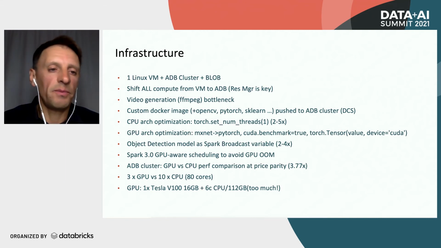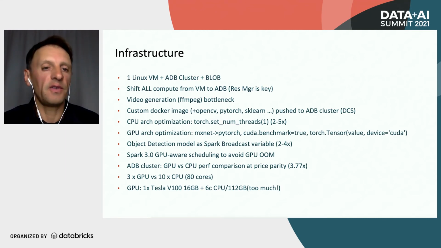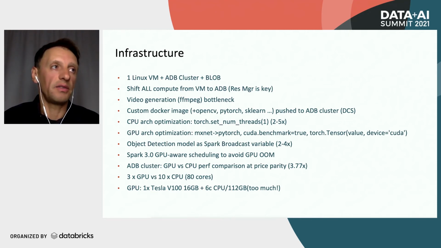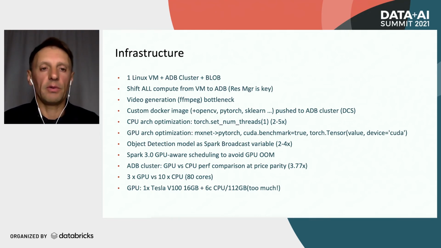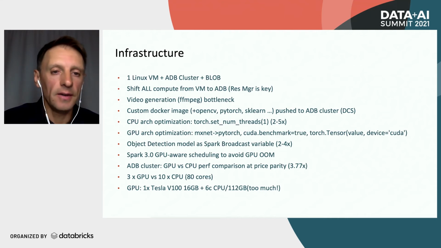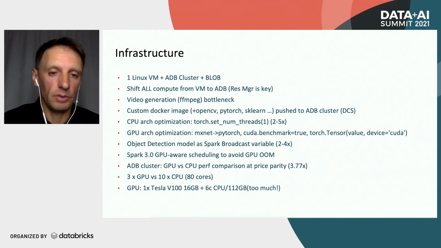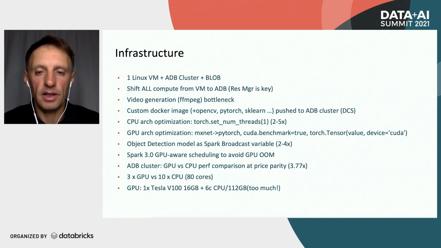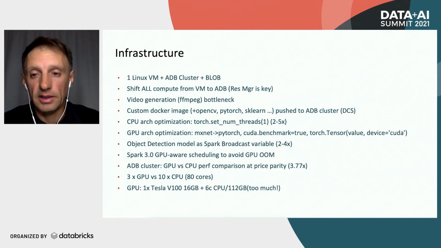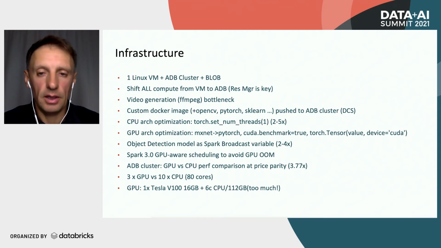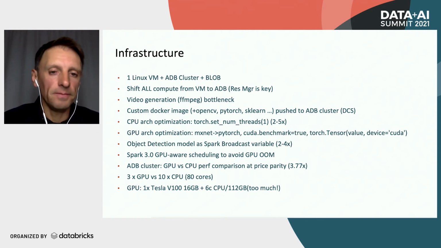The most expensive part is the video generation, the FFmpeg part, and that with multiple videos can cause the VM to basically freeze. So we're in the process right now of moving all that video generation, the placeholder generation, into the cluster. We're pushing our own Docker images now with OpenCV, PyTorch, scikit-learn, everything to the Databricks cluster. We're using Databricks Container Services, which has to be enabled for the cluster so we can push those images.